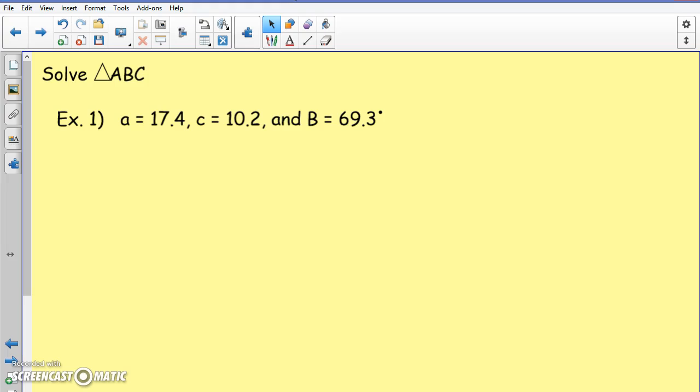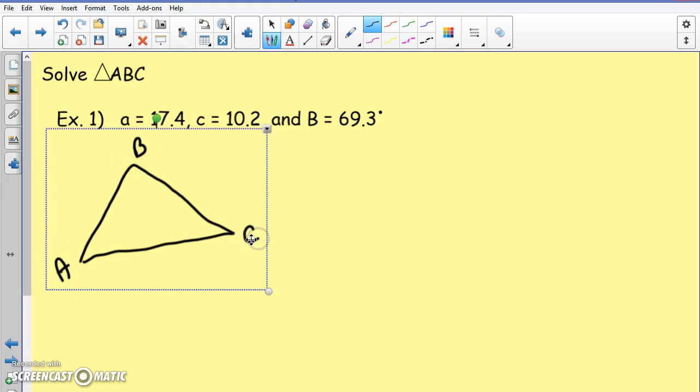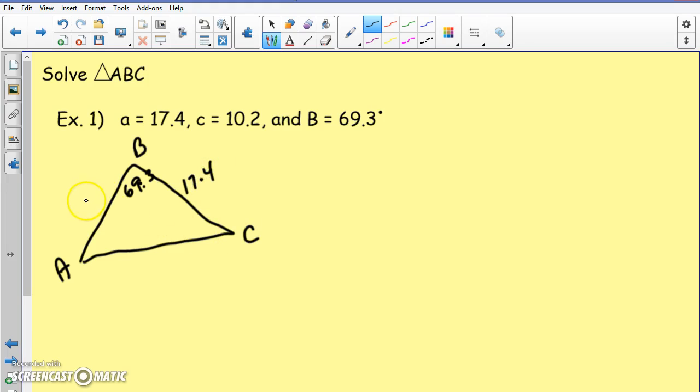Let's take a look at our first example. Again, we're going to sketch the triangle the same way we've been doing all along. It doesn't matter where you put any of the angles because this is a non-right triangle. I'm going to label in the one angle that I know, the 69.3, and then I need to label the sides. The lowercase a of 17.4 goes directly across from angle A, and side c, 10.2, goes directly across from angle C.